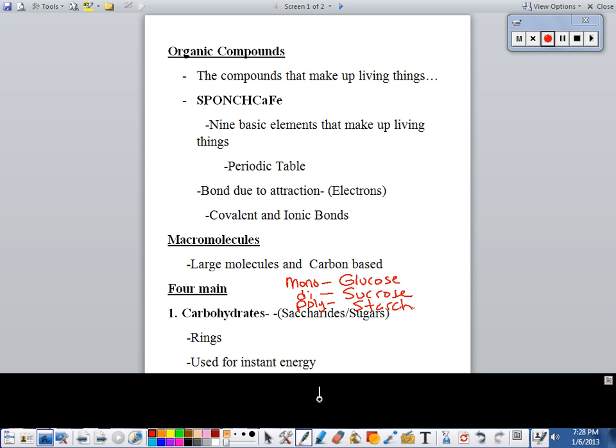No matter what you do, whether you move your arm, you're jogging, whatever action your body does, or even moving particles across a membrane, it requires energy. So the body has to get that from somewhere. The main place it gets it is from carbohydrates.